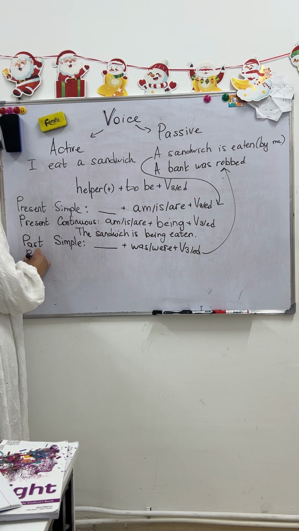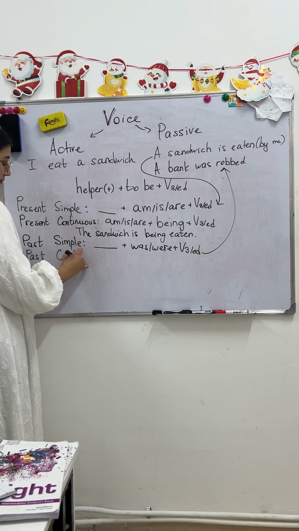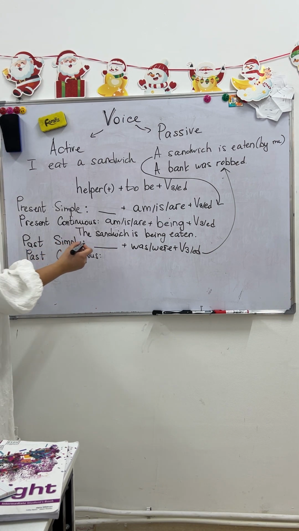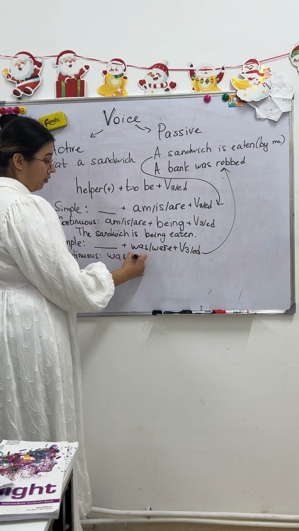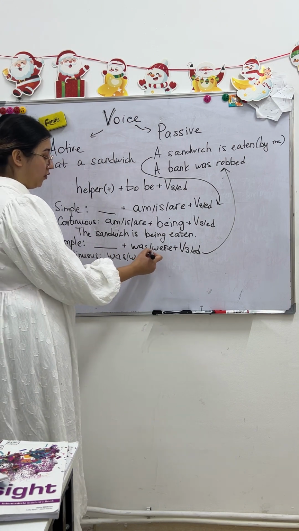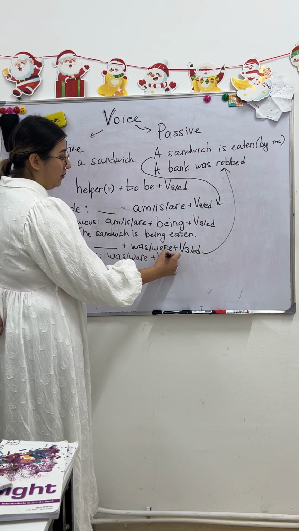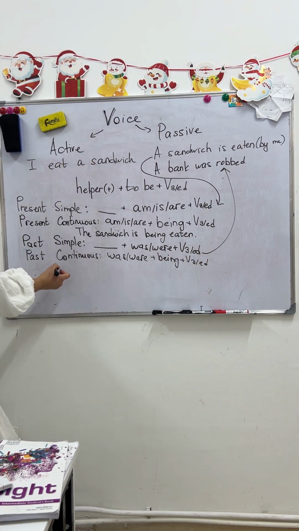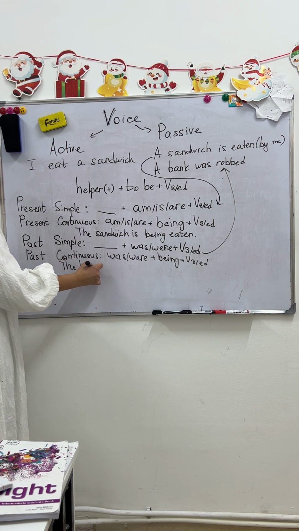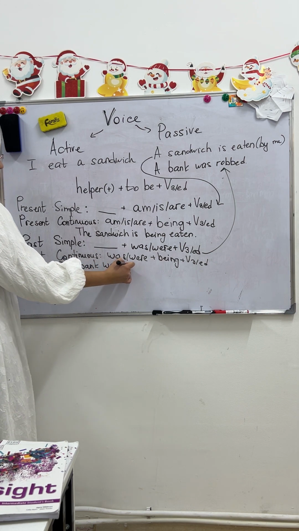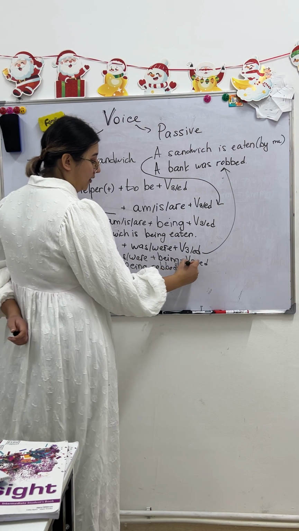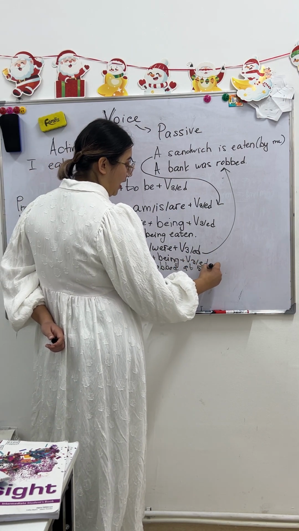Okay, past continuous passive. Was being, were being. Because you have helpers, was, were, that are from past continuous, plus being, plus verb in the third form or ed. For example, the bank was being robbed at 5 a.m. yesterday.